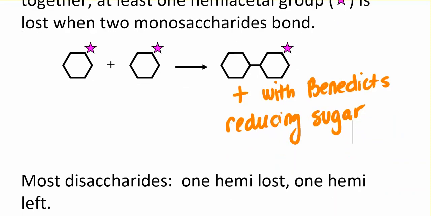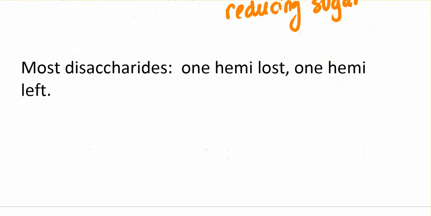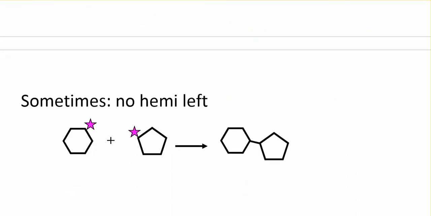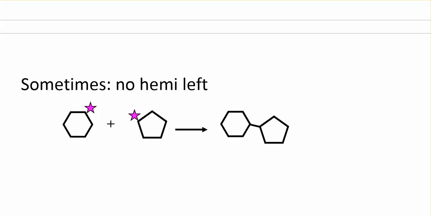Okay, that's the case with most disaccharides, but there's one kind of common exception. If we look at this one here, let's say this is glucose and this is fructose. Now you notice that I have fructose flipped around backwards. The hemiacetal is on the left, or the reducing end is on the left, and we usually put that on the right. But the reason I did that is because with this particular disaccharide, this glucose hemiacetal reacts with the OH on this hemiacetal. So both hemiacetals are lost.